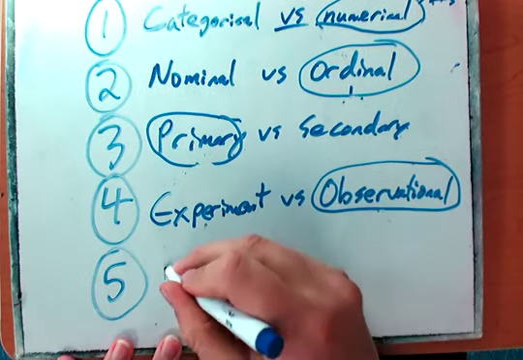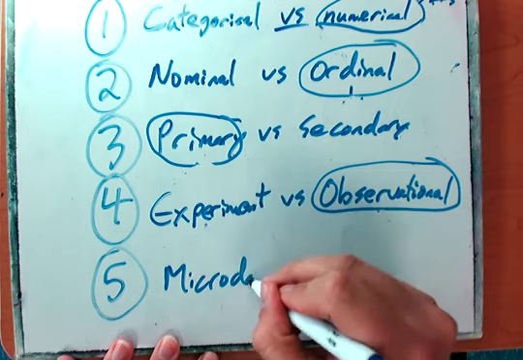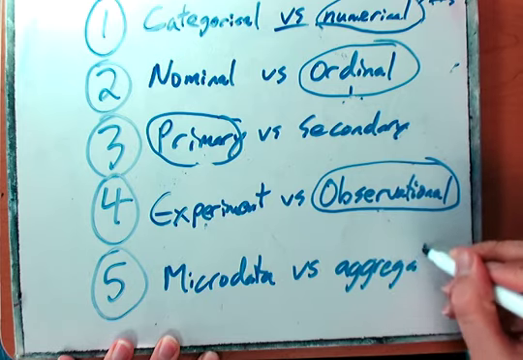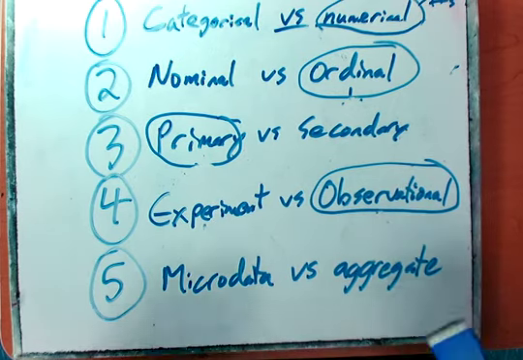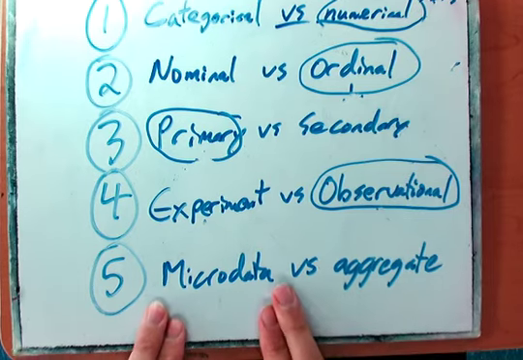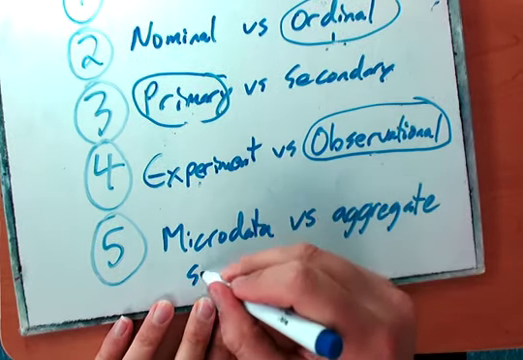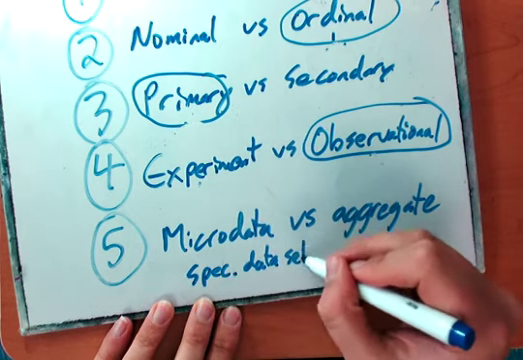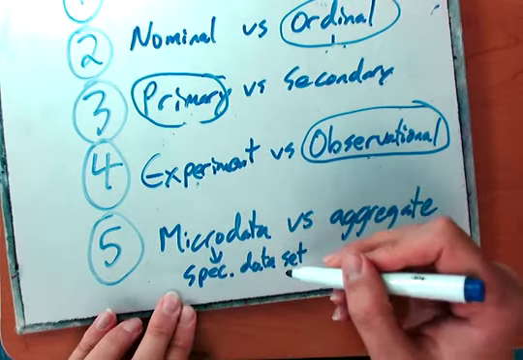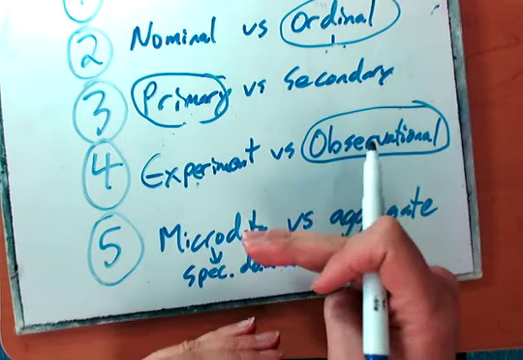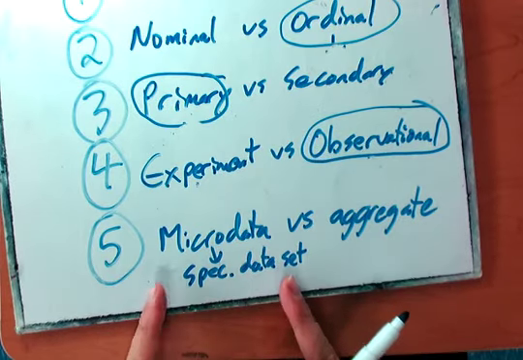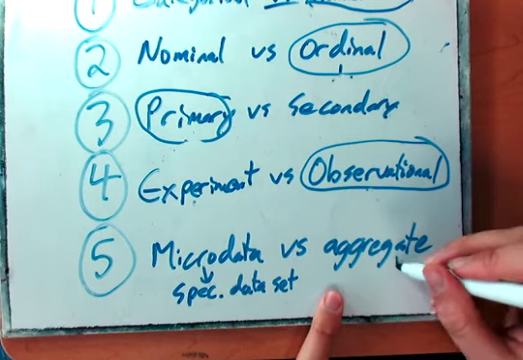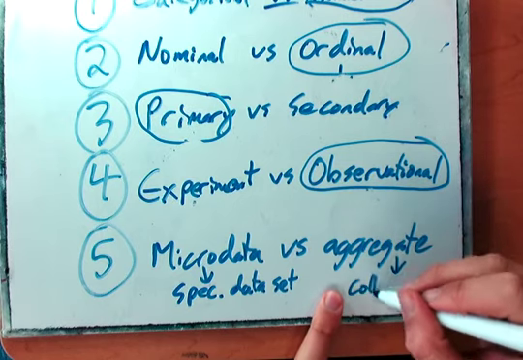And finally, microdata versus aggregate data. Microdata and aggregate data, this is a specific data set. Microdata is like a set of different data that you might collect off of a survey. Microdata would be a survey. Aggregate data would be the collection of surveys.